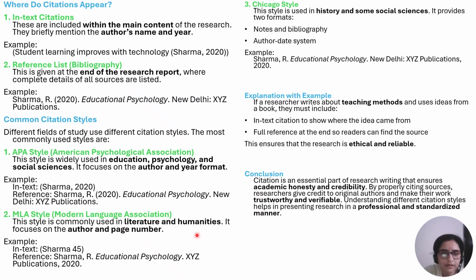Okay, MLA style, Modern Language Association style. It is used in literature and humanities. It focuses mainly on the author and the page number. This one focuses on author and the year. In Chicago style, this is used in history and some social sciences. It provides two formats, notes and bibliography, and author date system. Okay, this is an example.